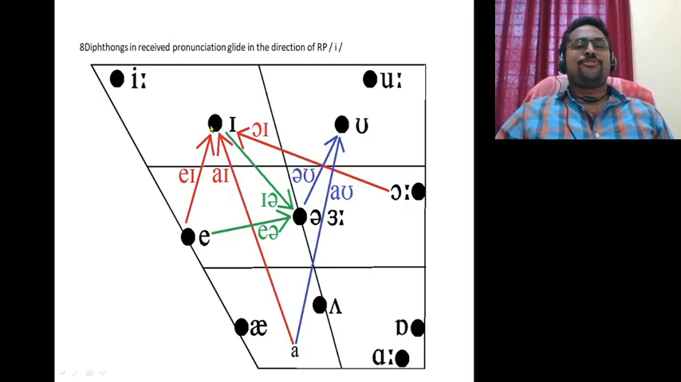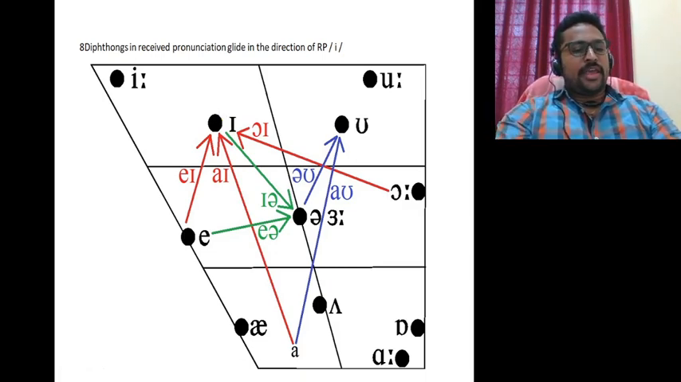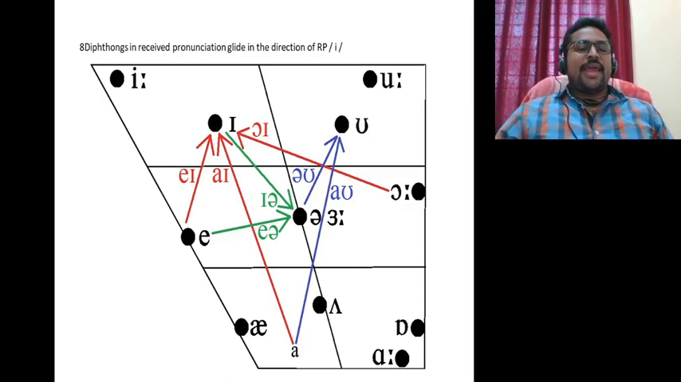The received pronunciation, the glide in the direction of the received pronunciation short E. For example, A as in day. Two vowel sounds are coming in the word day. We pronounce day, right? So it has to be day, day. Two vowel sounds are coming.